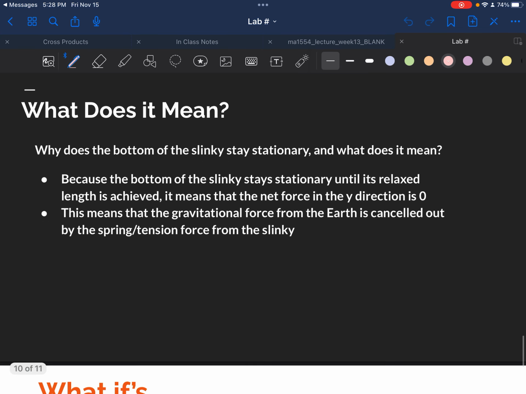Now, what does it mean? Why does the bottom of the slinky stay stationary, and what does that mean? Well, simply put, because the bottom of the slinky remains stationary until it is fully compressed, that means that the net force in the y direction is equal to 0. And this basically means that the gravitational force from the earth is cancelled out by the spring/tension force from the slinky itself. So they basically have the same magnitudes, but are acting in opposite directions.